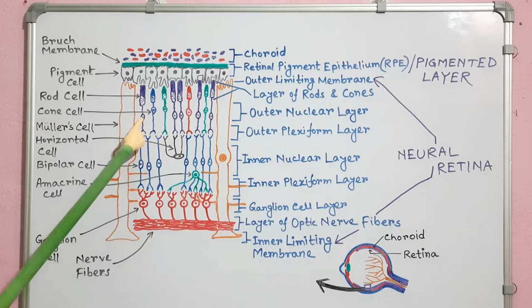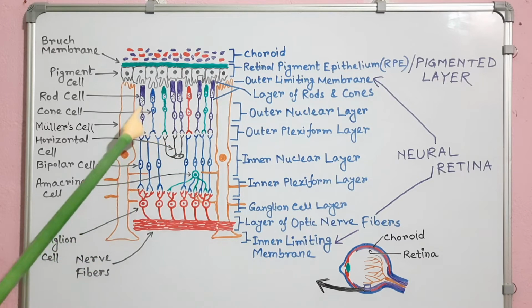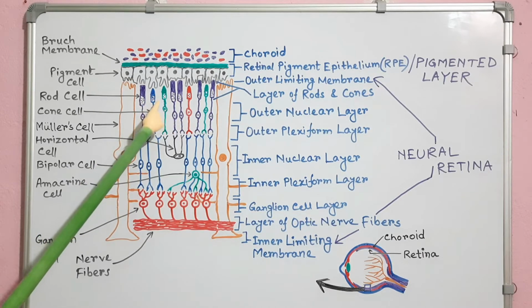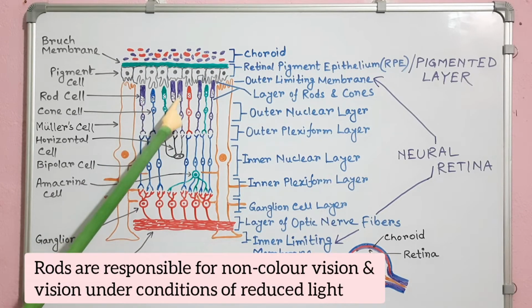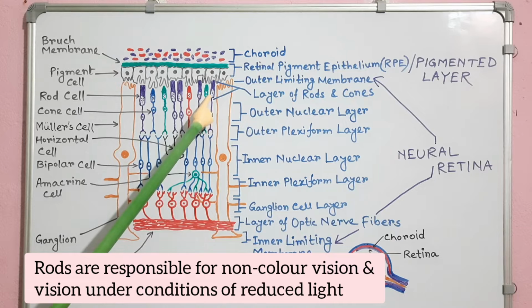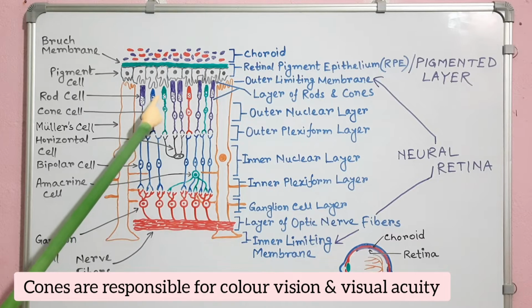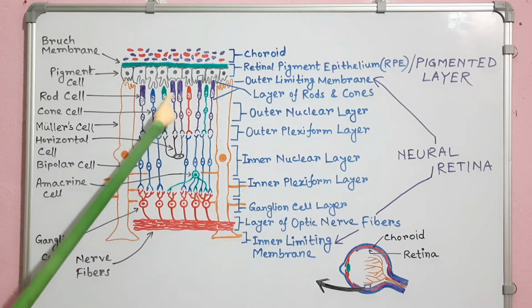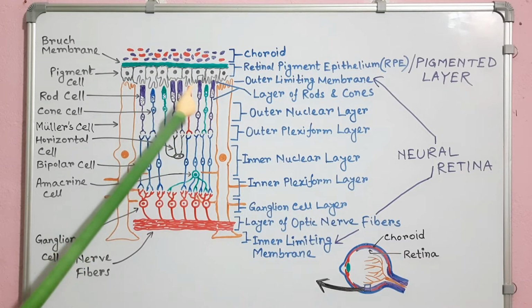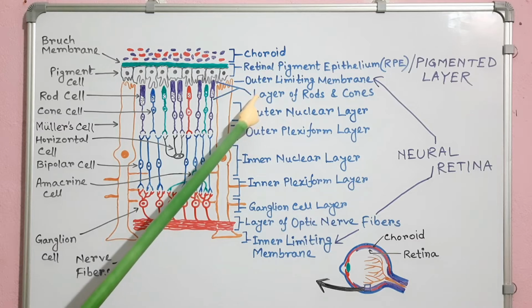These are photoreceptor cells. There are two types of photoreceptor cells, rod cells and cone cells. These are rod cells and these are cone cells. The rods are responsible for non-color vision and vision under conditions of reduced light. The cones are responsible for color vision and visual acuity. The outer and inner segments of these photoreceptor cells form the layer of rods and cones.